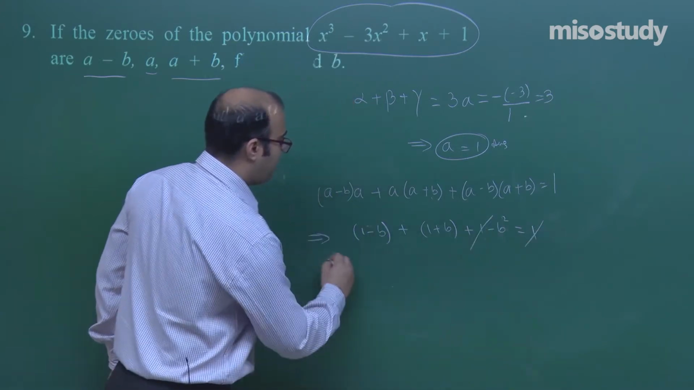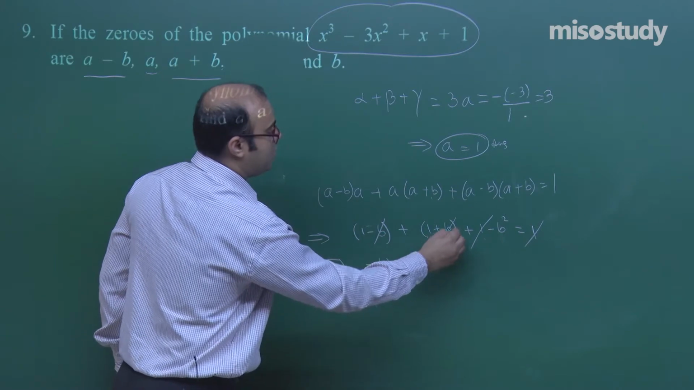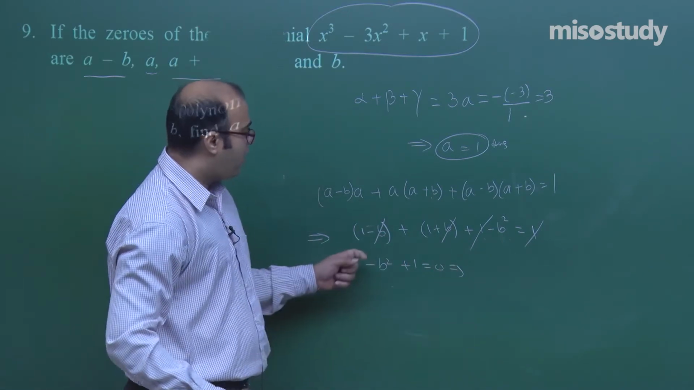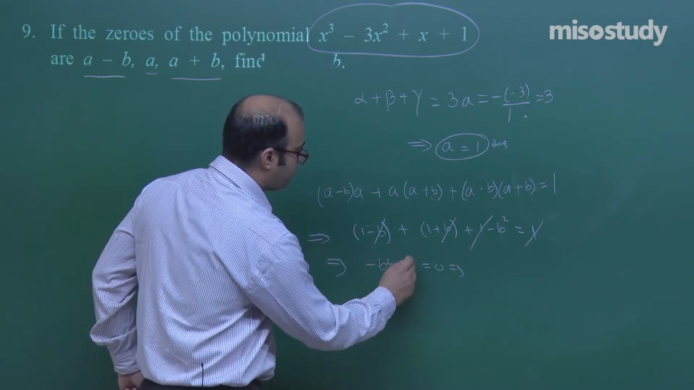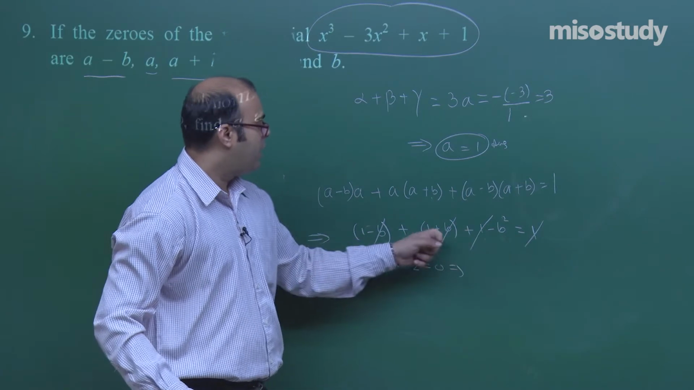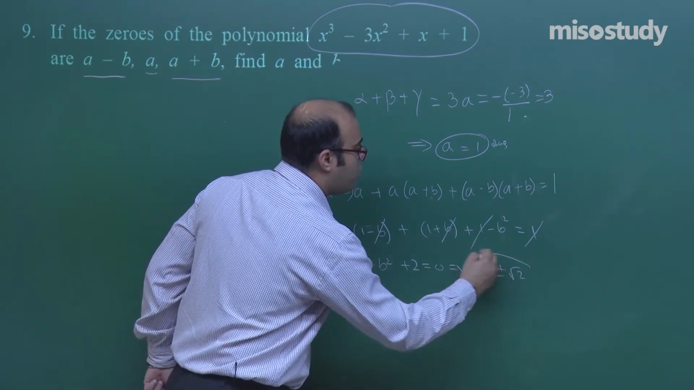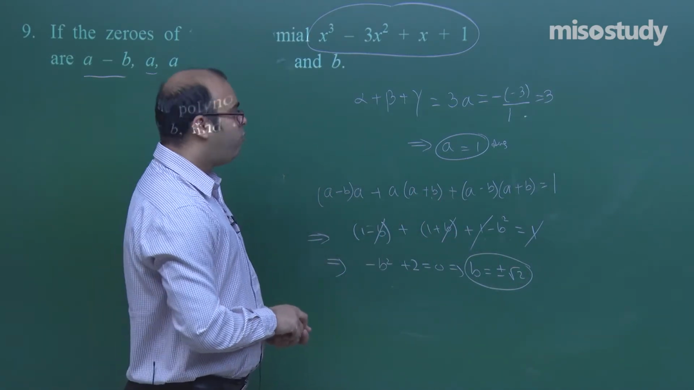Let us cancel this one. So what do we obtain? Minus b square, b also gets cancelled, plus 1 is equal to 0. So we are getting b square is equal to 1 plus 1 is 2, sorry. So we are getting b square is equal to 2, which means b is equal to plus minus root 2. We are getting two values of b, plus root 2 and minus root 2. Which value should we take?